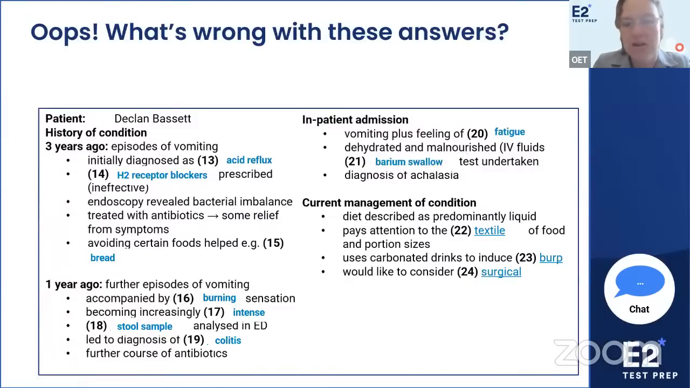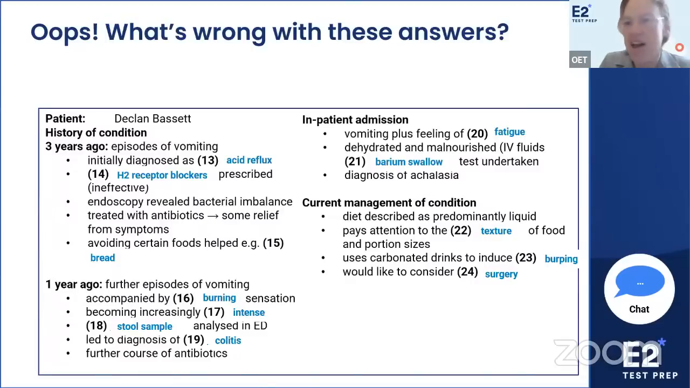And 21 should be barium swallow test. That's the correct name. 22 is just a wrong word. Texture is correct, not textile. There's the correct word, texture. 23, the correct word form is burping. And again, the word form in 24 should be surgery. Okay, that's the noun. So these are some examples of errors which are close, but unfortunately you wouldn't get the point if you wrote those incorrect answers.